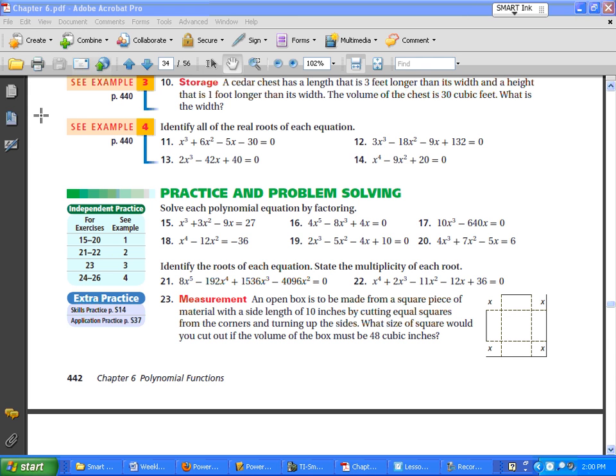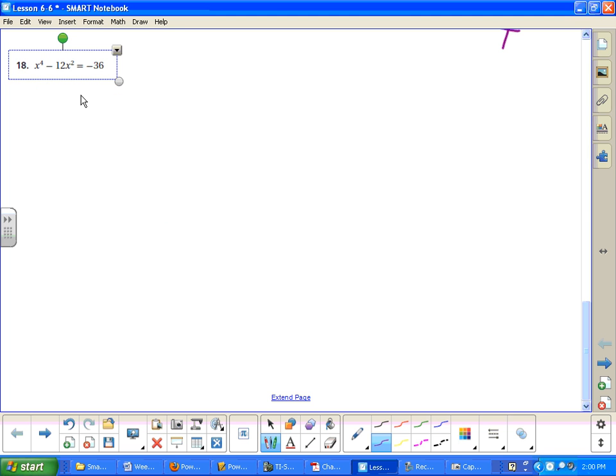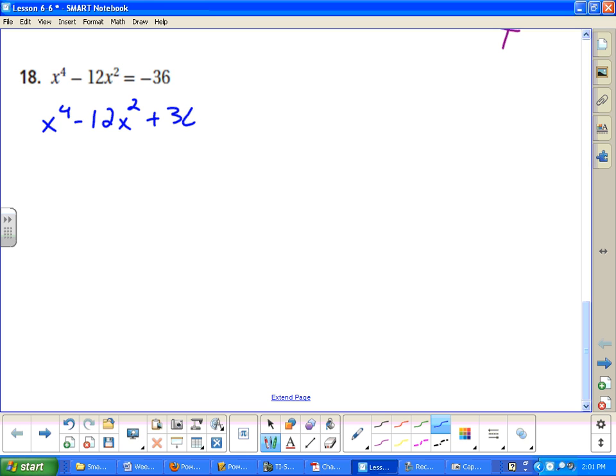All right, number 18 is one that we can factor. So the first thing is we want to look to see if we can factor, but that would be after we get everything on the same side, because it's got to be equal to 0. So in this case, we have x to the 4th minus 12x squared plus 36 equals 0. Got to get everything on the same side, and I can factor. So what are the factors of 36 that add up to 12? 6 and 6, right? So this would be x squared minus 6, and that thing would be squared.